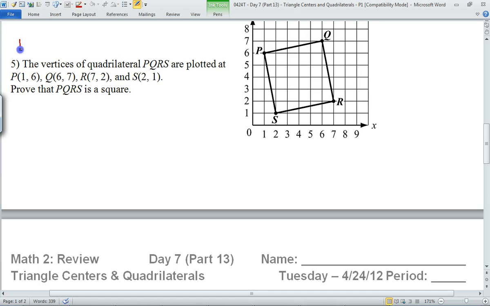All the sides are equal, right? Okay, we need to show that all the sides are equal. If you look at that, if you look at your notes, a square, the definition of it. What does it say in the box? What's the definition in the shaded box?